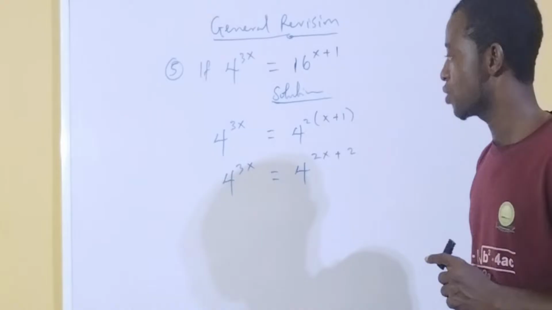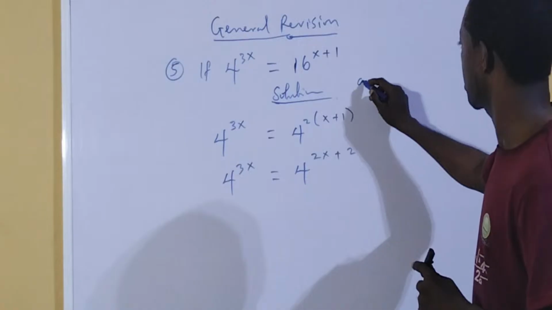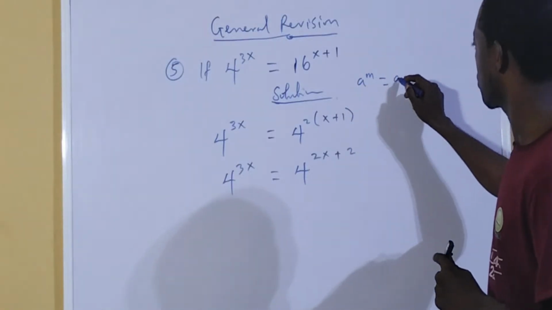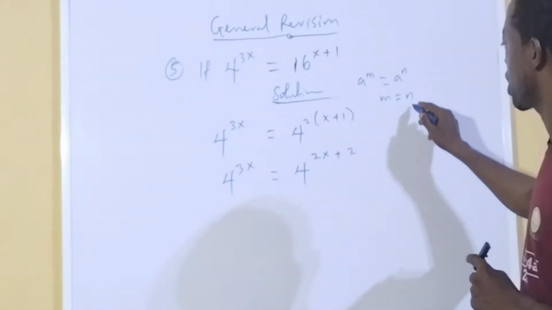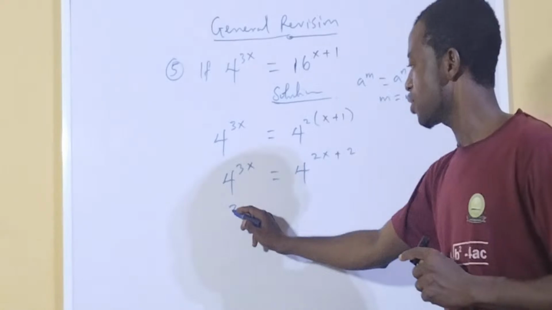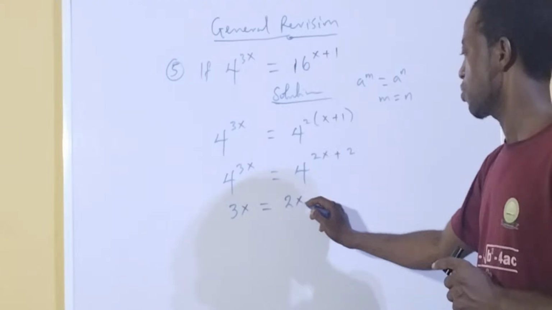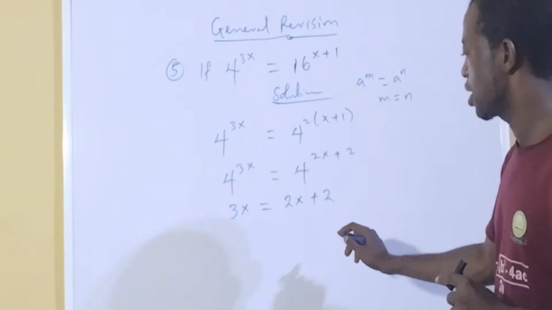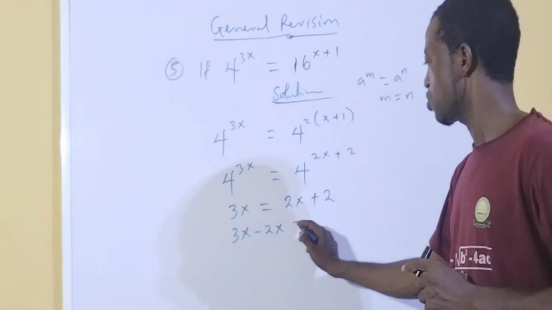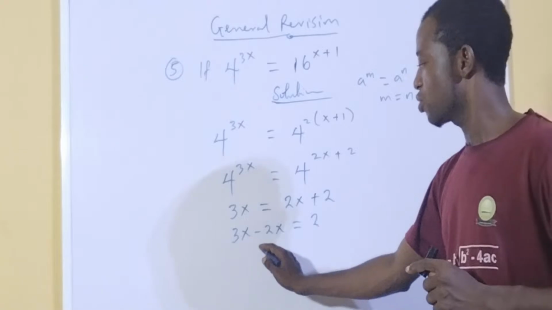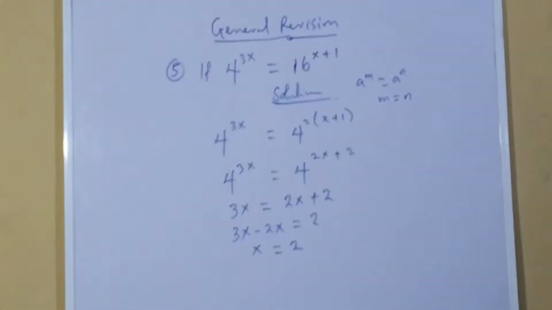Then there is a law of indices. When we have the same base like this, a raised to power m equals to a raised to power n, we can equate the powers, and this becomes m equals to n. So same way here, we have 3x equals to 2x plus 2. So collect the like terms, just take 2x here. So we have 3x minus 2x equals to 2, and 3x minus 2x is simply x, equals to 2. Therefore, x here is equals to 2. Alright.